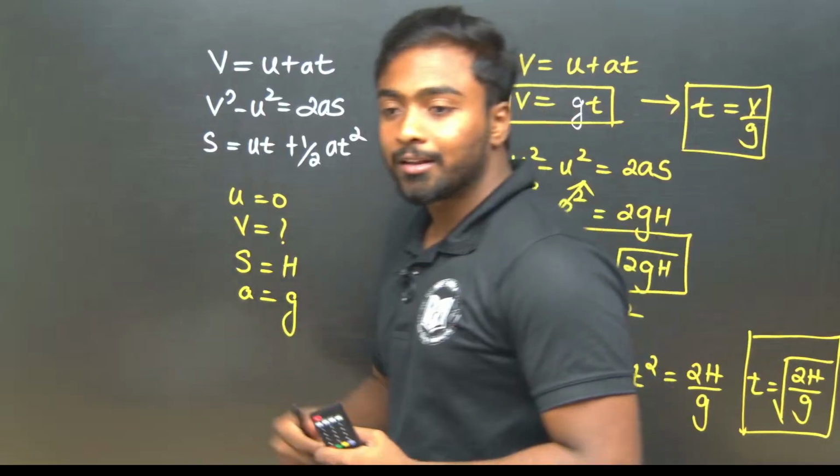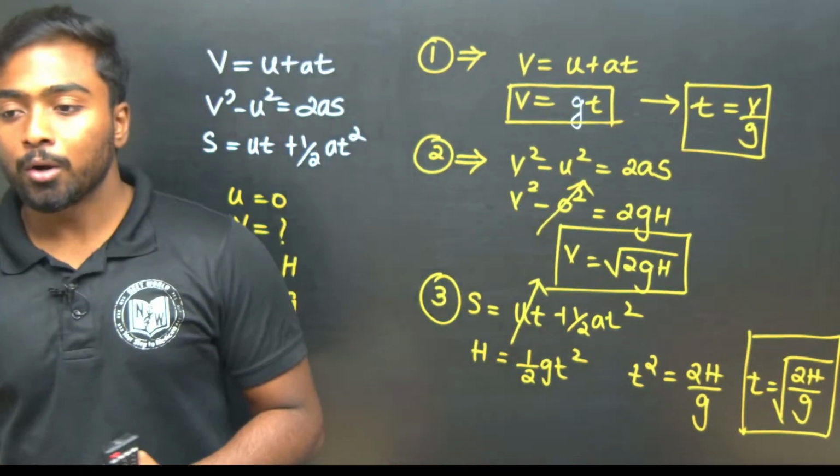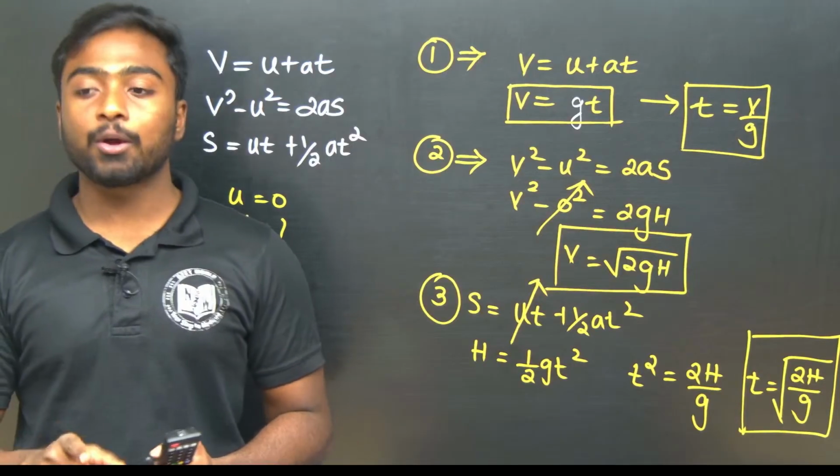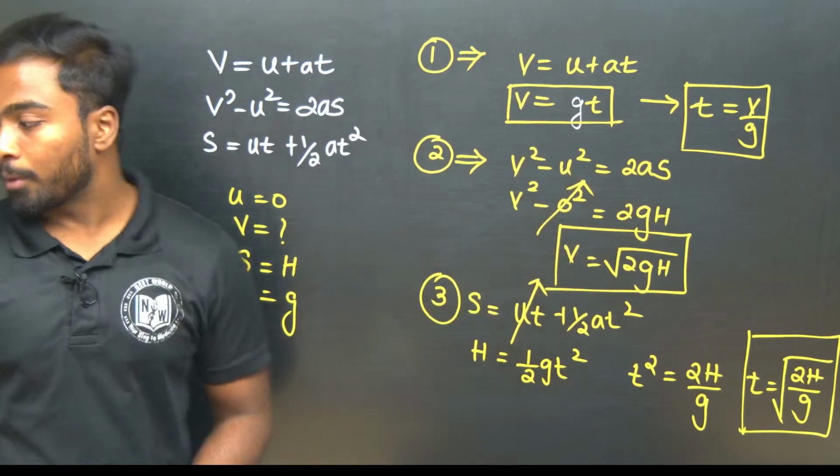We'll go for the next thing, that is an object that has been thrown upward with some initial velocity. Initial velocity is not equals to 0 in that case. Okay, you can copy this one. We'll go for the next thing.